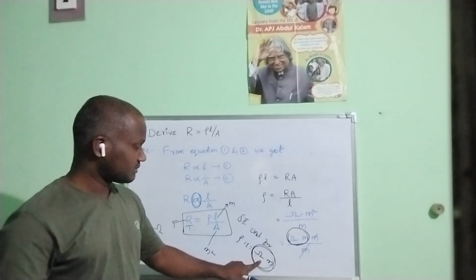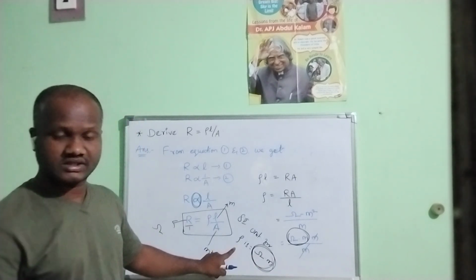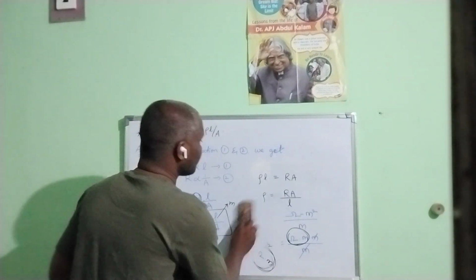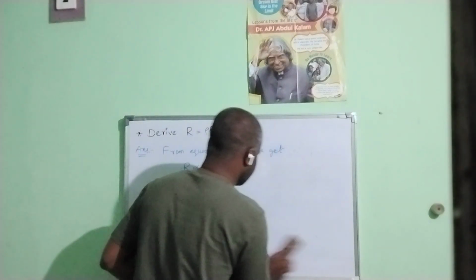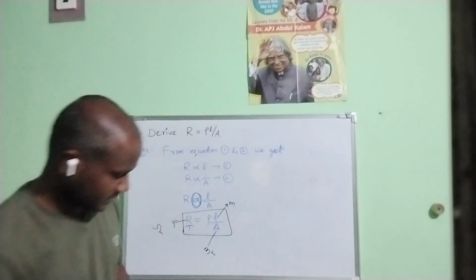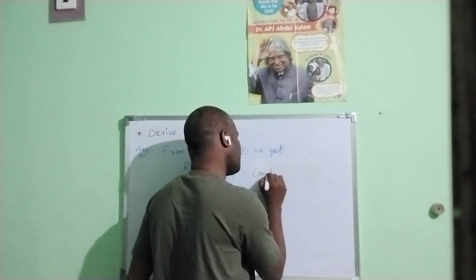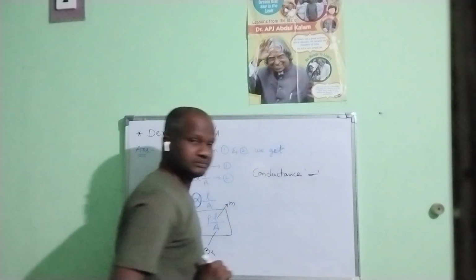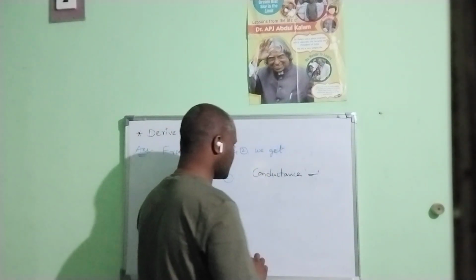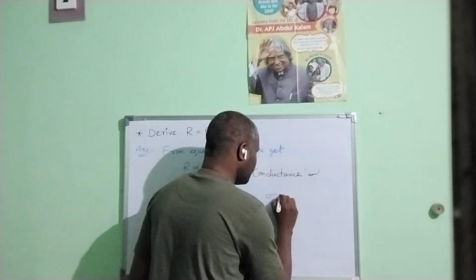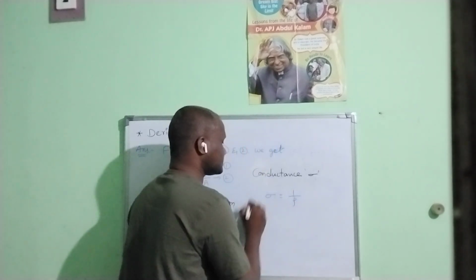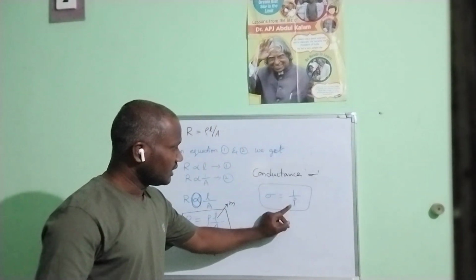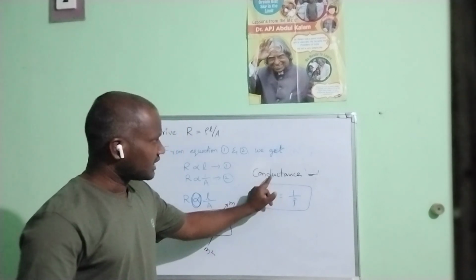This resistivity is sometimes also called specific resistance. And we have one more term, that is conductance. Symbol is sigma. So conductance is a very simple definition: the reciprocal of resistivity is called conductance.